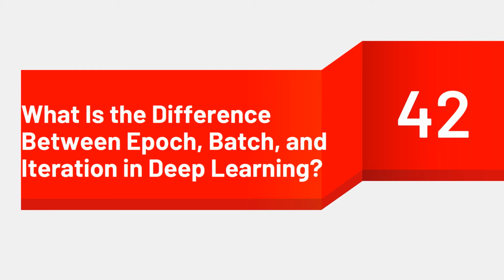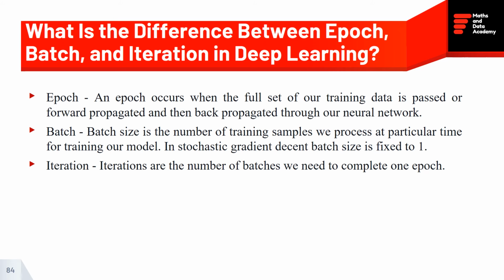What is the difference between epoch, batch, and iteration in deep learning? Epoch. An epoch occurs when the full set of our training data is passed or forward propagated and then back propagated through our neural network. Batch size is the number of training samples we process at a particular time for training our model. In stochastic gradient descent, the batch size is fixed to 1. Iterations are the number of batches we need to complete one epoch.